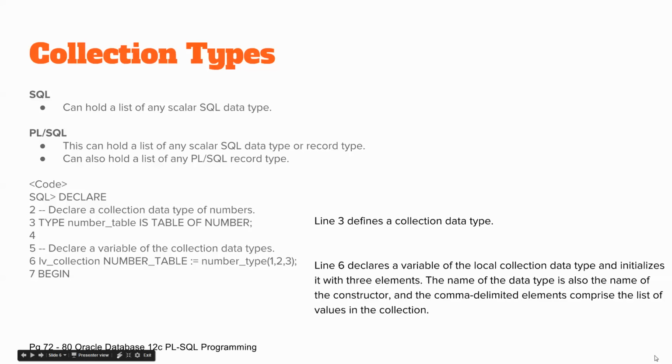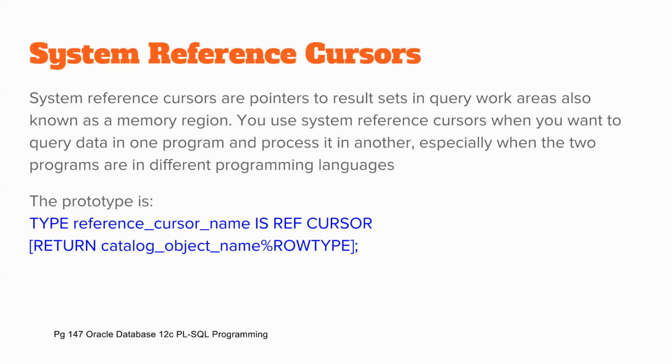And then the last one is system reference cursors. And the system reference cursors are pointers to result sets. The basic use of a system reference cursor are used when you want to query data in one program and then process it in another. And then the prototype is in the example below.